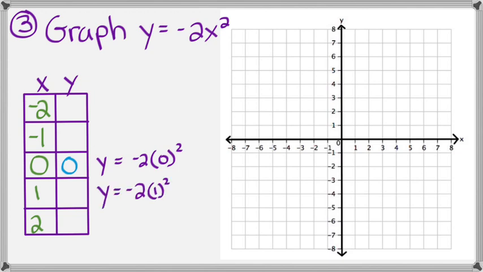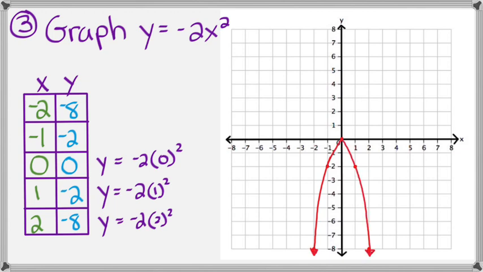And then -2 times 1 squared is just going to be -2, and -2 times 2 squared is going to be -8, right? Because 2 squared is 4, times -2 is -8. And then we mirror on the other side. We draw this out, and we can see, because it is negative right here, this makes a sad face, right? It makes a sad face. All right.